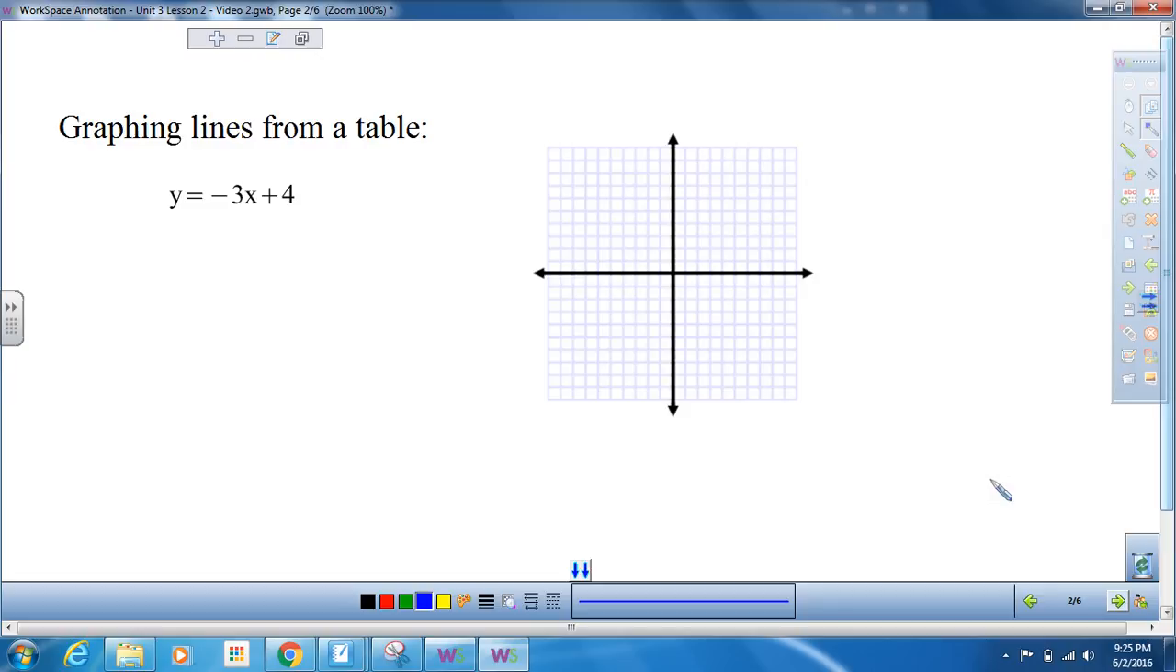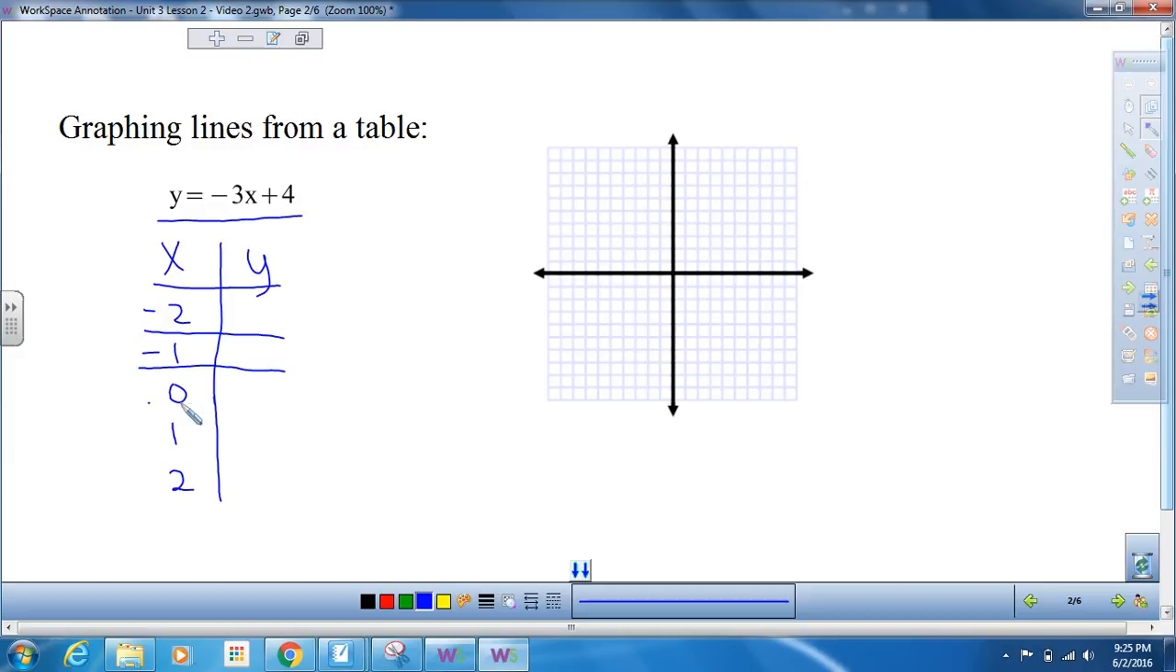Okay, we want to graph this line from a table. So here is my equation, but I want to make a table and graph my line based on the table. So I can take any values for x. I'm going to just do negatives and positives. So I'm going to do these 5. So these are my x values. So this is what I'll plug in for x.